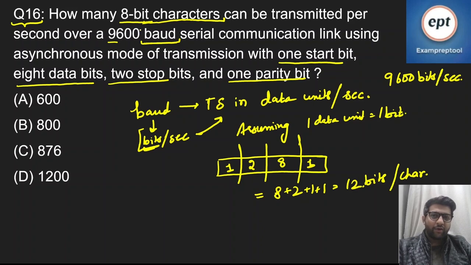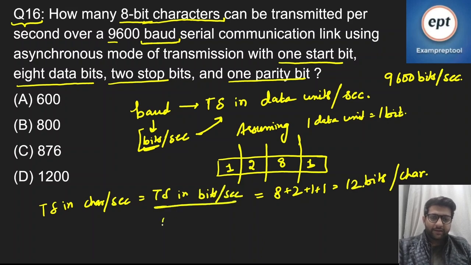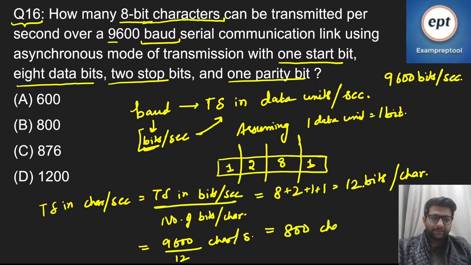Now we will have to calculate how many characters can be transmitted per second. We will have to calculate the transmission speed in characters per second, and that is the transmission speed in bits per second divided by the number of bits per character. So that will be 9600 divided by 12 characters per second, which is 800, right? So option B.